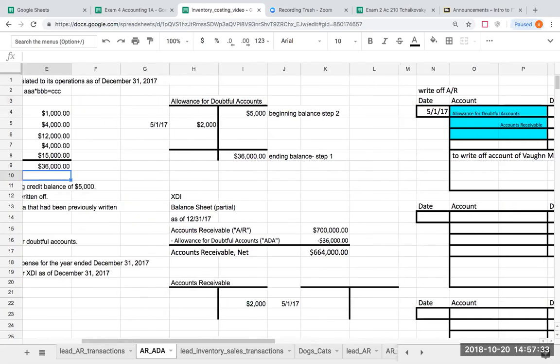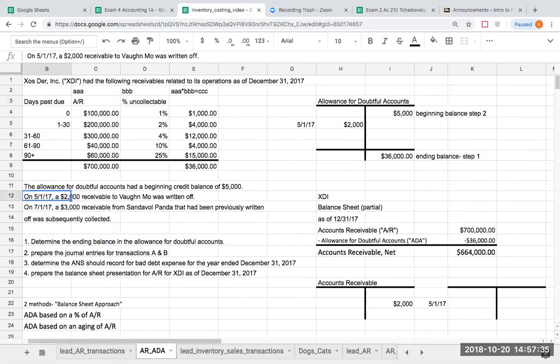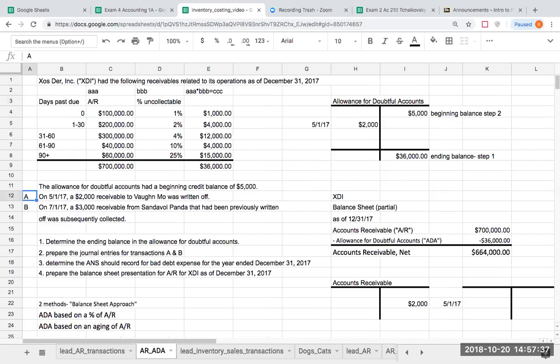So my next part here is on July 1st, 2017, a $3,000 receivable from Sandoval Panda that had been previously written off was subsequently collected. What does this mean? Well, I wrote off a receivable to the Panda, and later on, he decided to pay me back. Does this happen in real life?